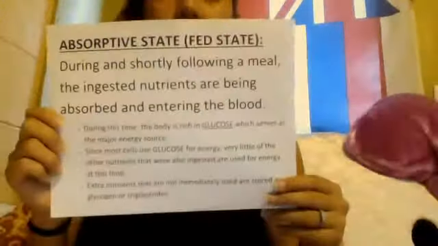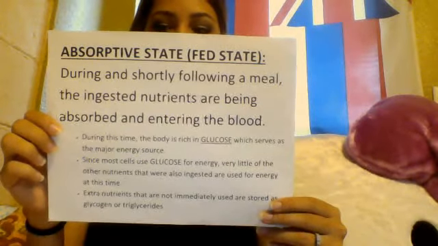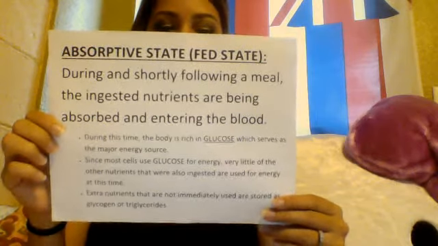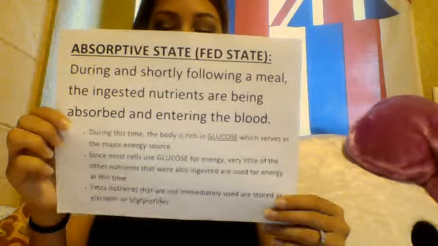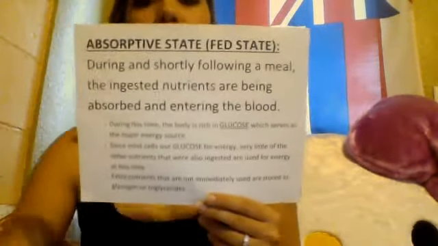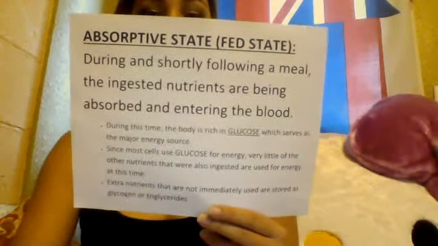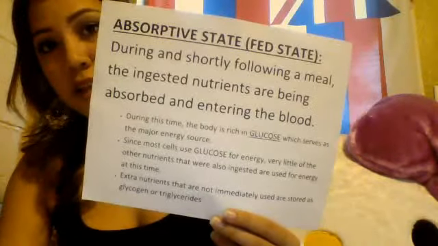So, the absorptive state is also known as the fed state, and this is a time during and shortly following a meal where the ingested nutrients are being broken down in the small intestines and absorbed in the GI tract. During this time, the body is rich with glucose, and glucose serves as the major energy source. And due to the elevated blood glucose levels, the body is being regulated by insulin.